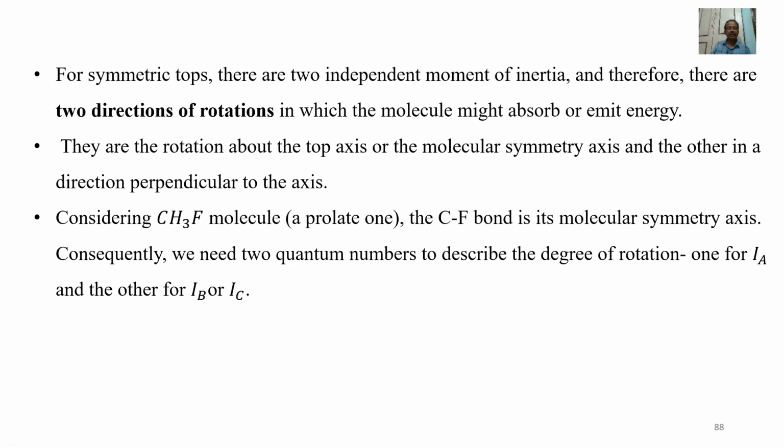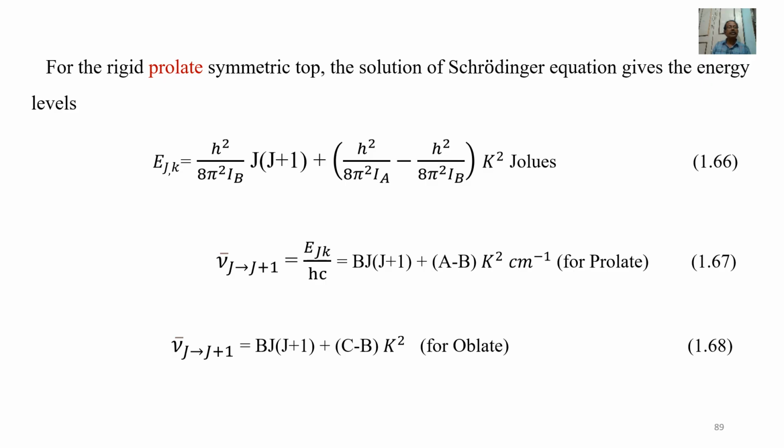For rigid prolate symmetric top molecules, the solution of the Schrodinger equation gives the energy levels as h squared divided by 8 pi squared IB times J times J plus 1, plus h squared divided by 8 pi squared IA minus h squared divided by 8 pi squared IB times K squared, in terms of joules. So K is another selection rule. J is another selection rule. J into J plus 1.